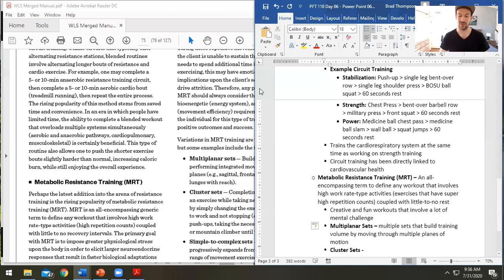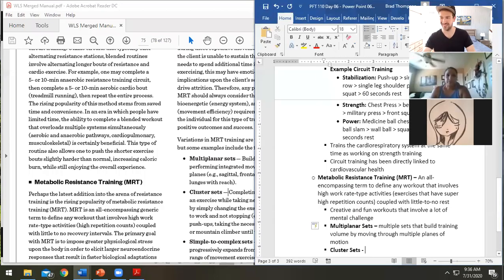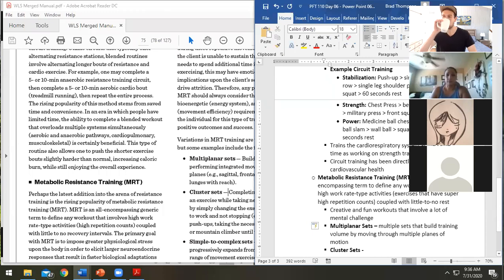Cluster sets are also really fun. This is the one that I always feel is kind of similar to CrossFit. Has anybody ever tried to do a Murph? Oh yeah. Yeah, right? I'm still vomiting. Yep. That's one of the most painful ones.